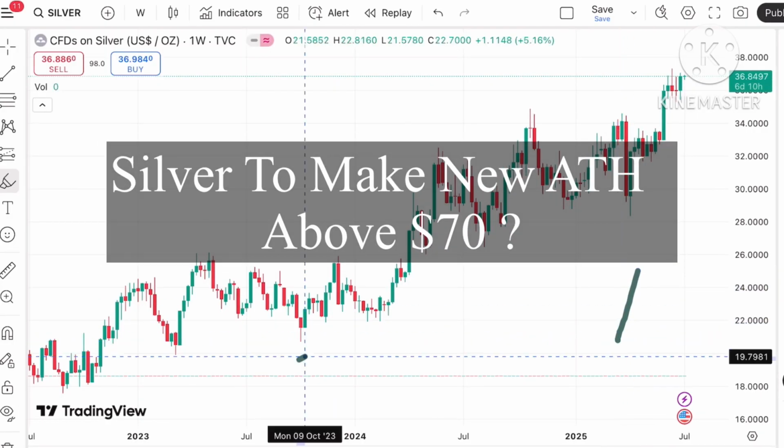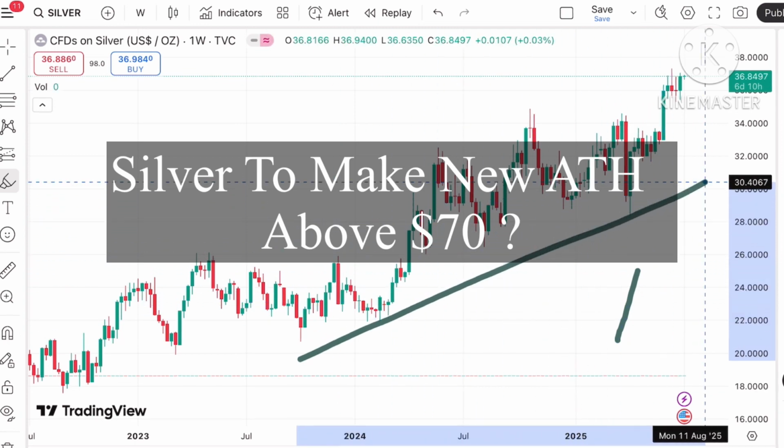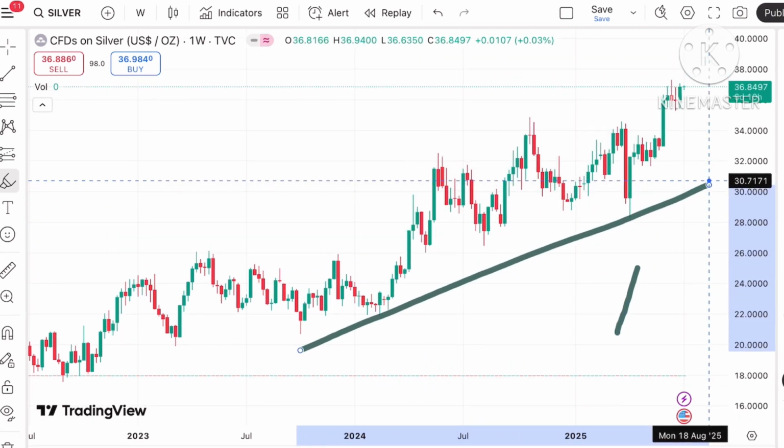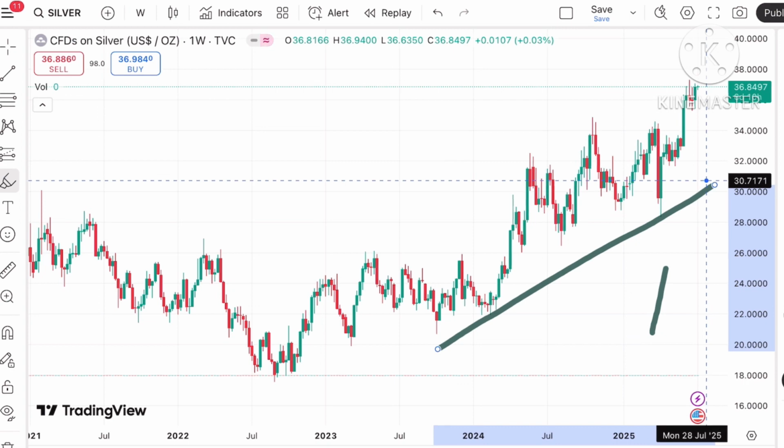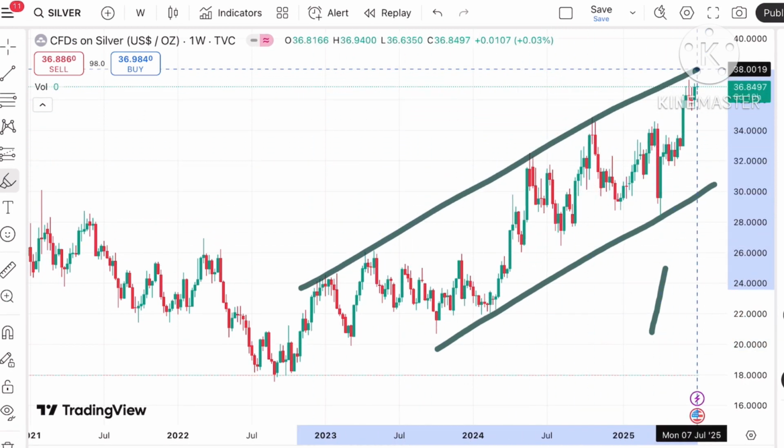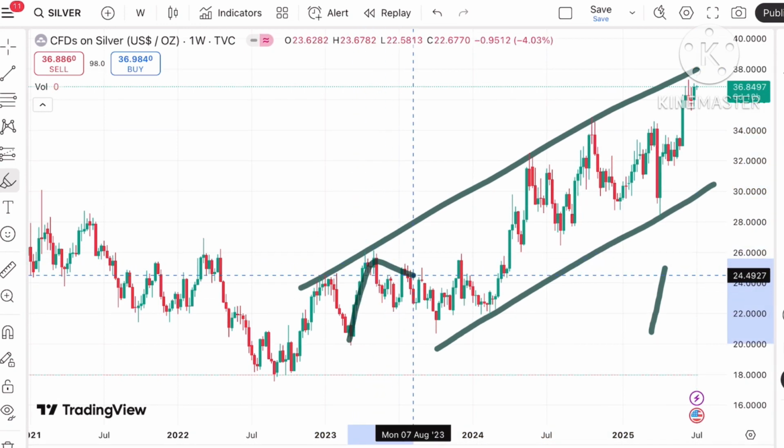So today in this video I'll explain how the price of silver has moved in the last week and how the price of silver can move in the next week. See, if you look at the chart of silver, what we have seen, silver is on a continuous rise, as you can see looking at this particular chart, and it is moving in this particular zone.